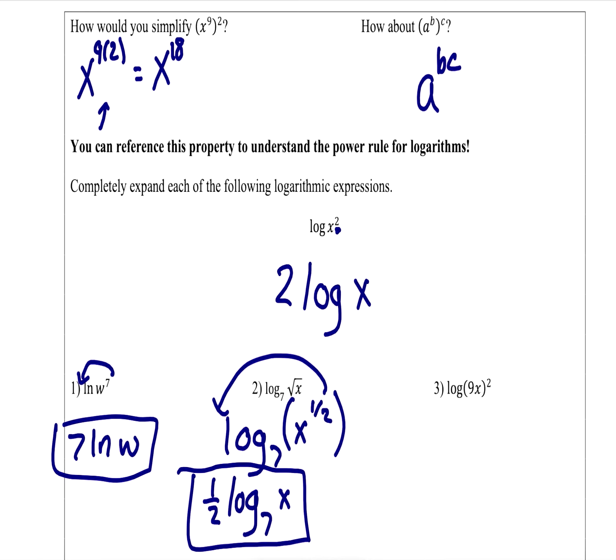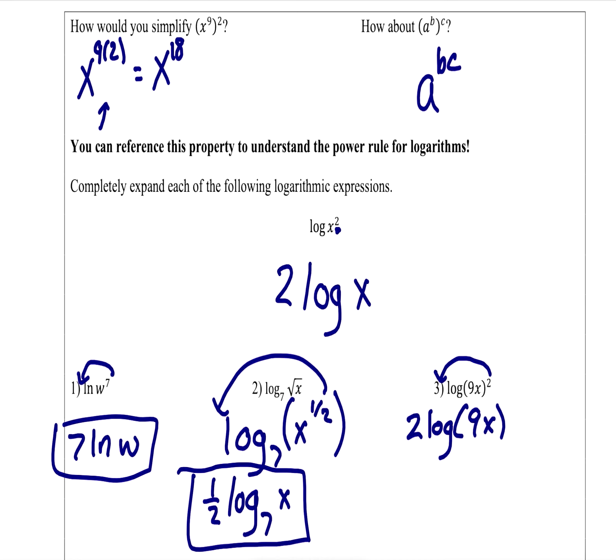Now let's do number 3. So number 3 is a little bit different than the past couple because there's a couple things going on in number 3. So it's log of 9 times x, all squared. So the first thing you want to do here is what's happening to the entire argument. What's happening to the entire argument is that 2. So I'm going to bring that 2 out in front first. So now this would be 2 times log of 9x. Okay. It's not completely expanded yet.